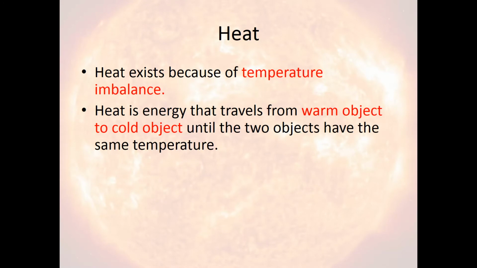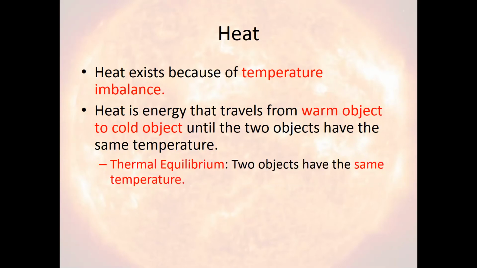Heat is energy that travels between objects of different temperatures. And the way it works is heat travels from the warmer object to the colder object until the two have the same temperature. So, in a sense, heat is very, I guess I'll use the word communist, where heat likes to share. Objects like to share their heat until everything has the same temperature. We call that property, when everything has the same temperature, thermal equilibrium.